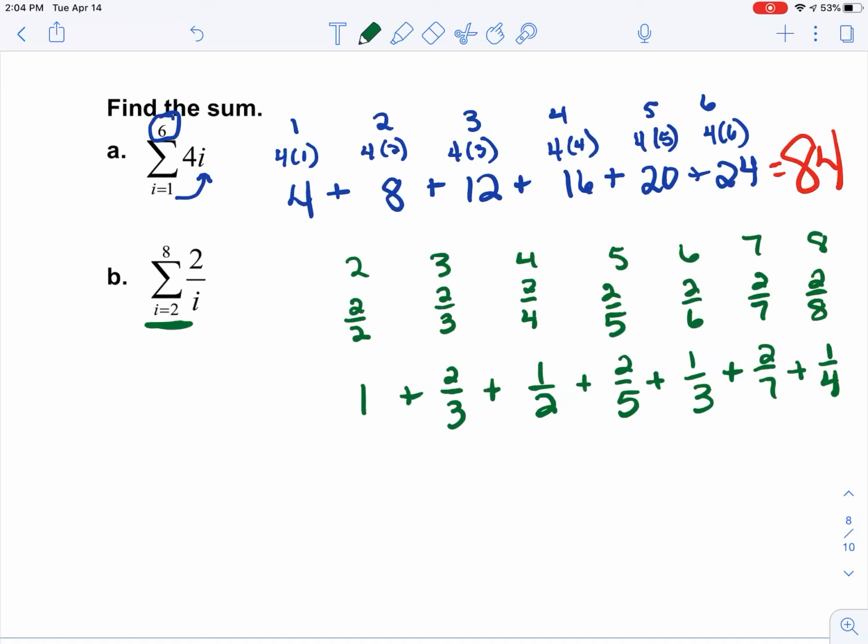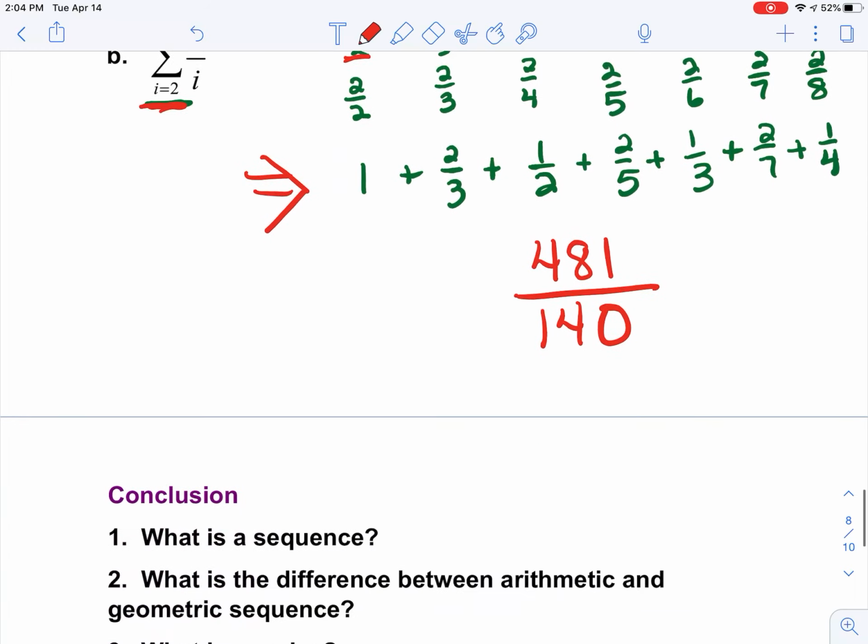So now we're going to add all these up. You can either find a common denominator or you can just add them up on your calculator. And when you do so, you should get 481 over 140. So remember, even though you might not have a graphing calculator, you can still use a scientific calculator. And again, always check to see where we start, because even Miss Bobby made a mistake and tried to start with number 1. But no, when we re-examine it, we start with 2.